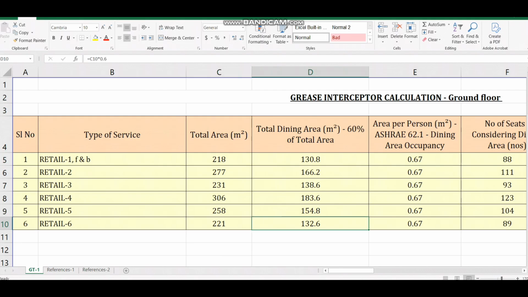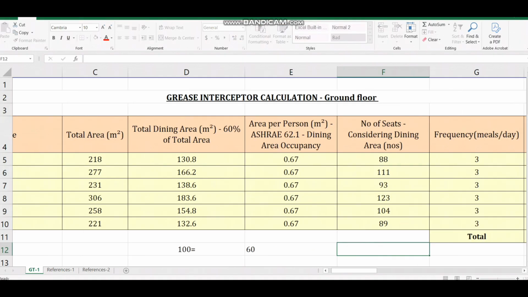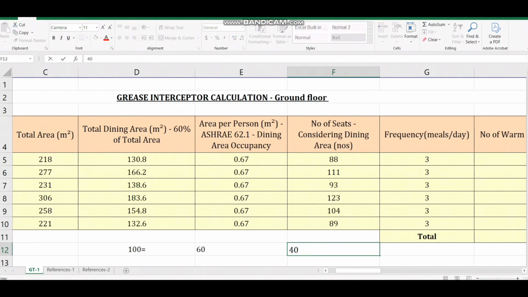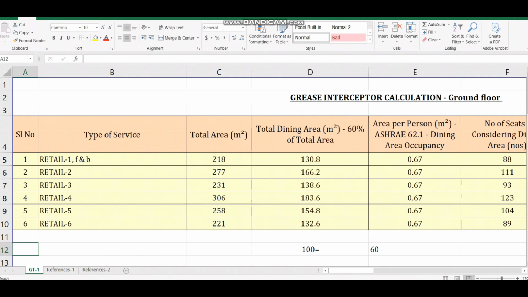Then we need to identify what the dining area is and what the kitchen area is, because in a restaurant these two things will be there: a dining area and a kitchen area. So out of 100%, we are going to consider 60% for the dining and 40% for the kitchen area. Based on that, I have considered 60% of the total area for the dining area.